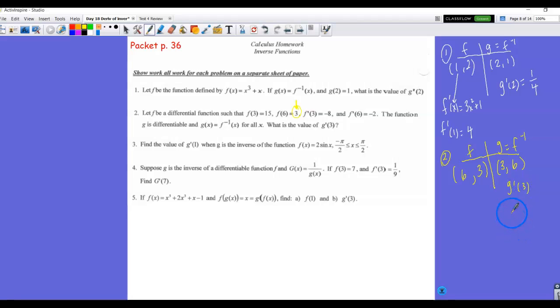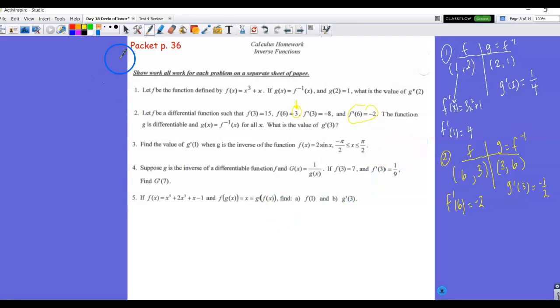So I'm going to use the partner function. Over here, I know that f prime of 6 right here is -2. Partner points on inverse functions have reciprocal slopes. So then, therefore, the partner would have a slope of -1/2. Remember, we're only flipping the fraction. We're not changing the sign.